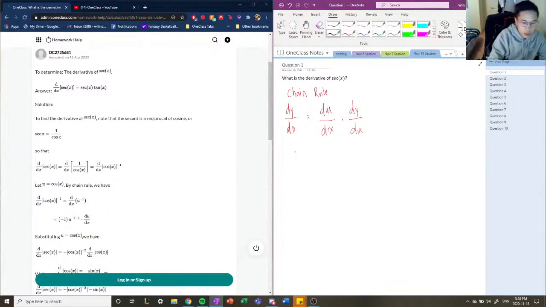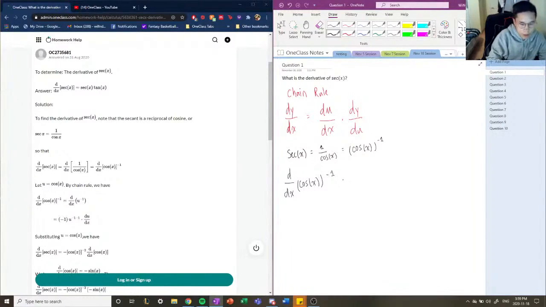Okay. So first of all, we want to state that the secant of x can also be written as 1 over cos x, or cos x to the power of -1. So now we want to write out the derivative: d/dx of (cos x)^-1. So we're going to use our chain rule here.